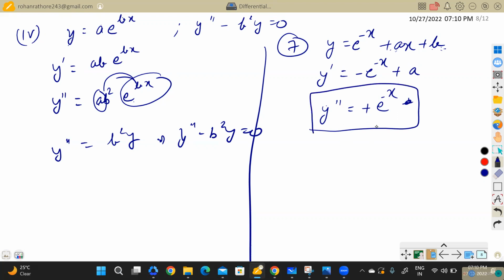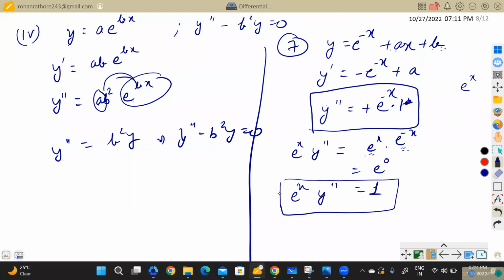You can also write it like this. Suppose there is a multiplication of 1 here, so you can multiply both sides by e raised to the power x to get e raised to the power x y double dash equals e raised to the power x times e raised to the power minus x. And here the base is the same, so the powers get added, so you get e raised to the power 0, which is just 1. So this is our required equation.